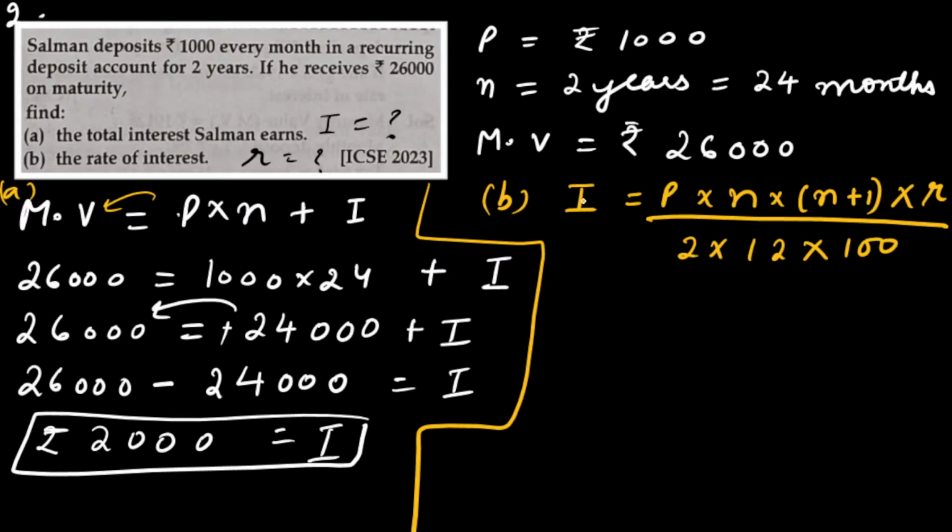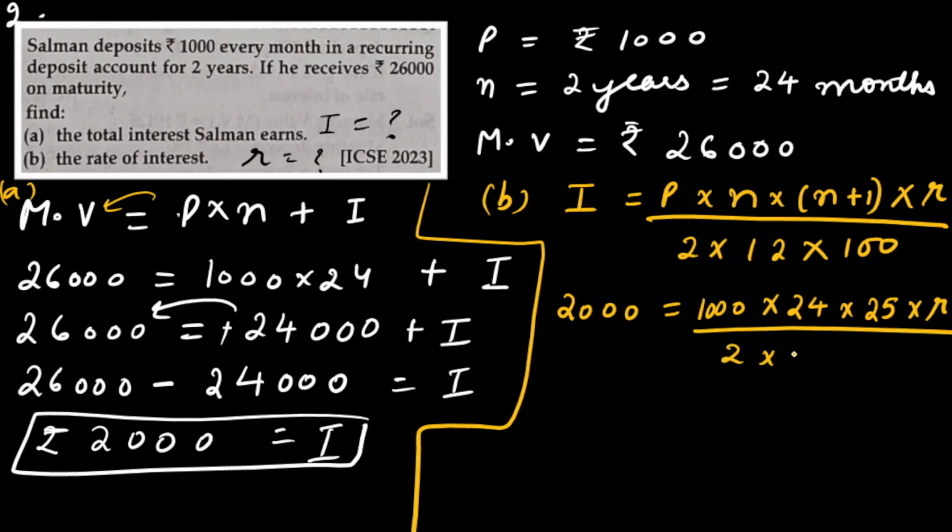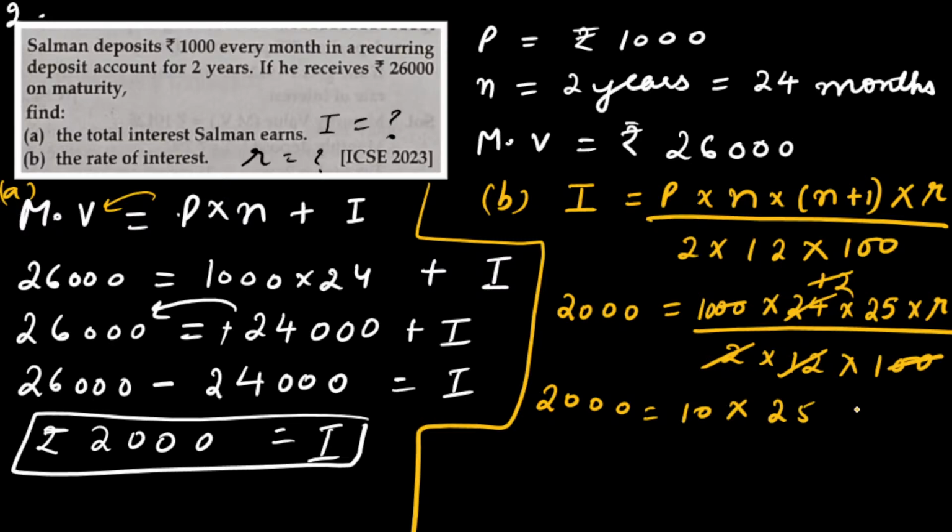So interest we know now. Let's substitute the values. Interest is 2,000, we found its value in the first part. P is given to us as 1,000. N is given to us as 24. N plus 1 is 25 into R by 2 into 12 into 100. So 2 zeros here we can cancel. 12 and 12 will get cancelled. So 2000 is equal to 10 into 25 into R.